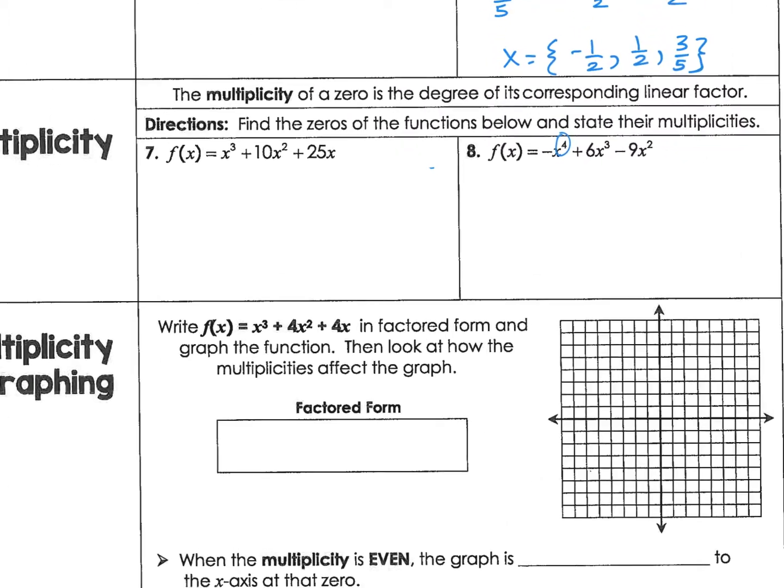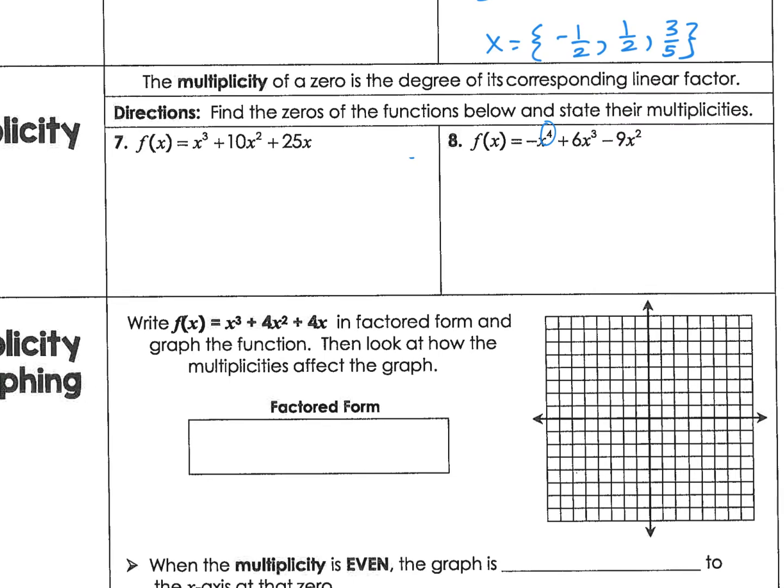All right, so how do we tell if we have one of those by factoring? What can we pull out of all of these? X. As a matter of fact, why don't you just go ahead and do this: x squared plus 10x plus 25. Go ahead and factor it out and see what you get.